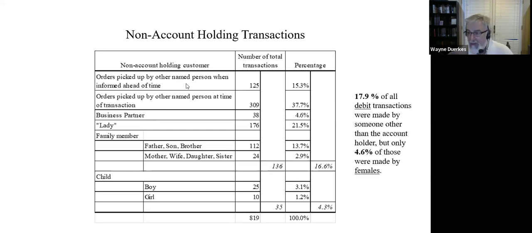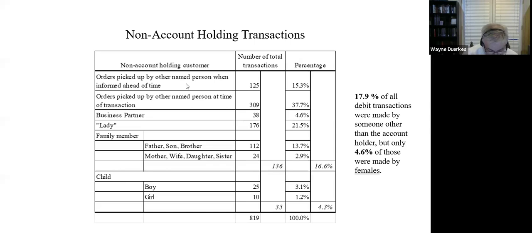So if you think about this, these 819, they only represent 17, almost 18% of all the debit transactions. So a vast majority of the customers coming in were the account holders. But only 4.6% of those were made by females, which seems extremely low, but depending on where you're at the time, 4.6% female transactions is kind of high.